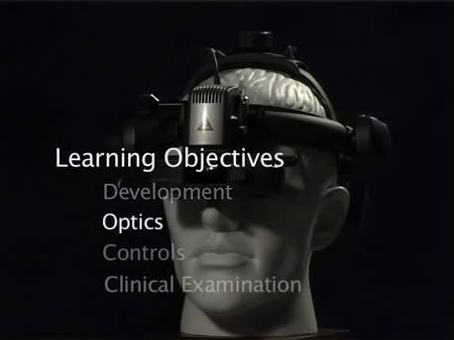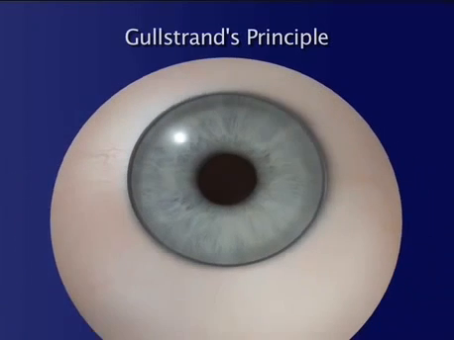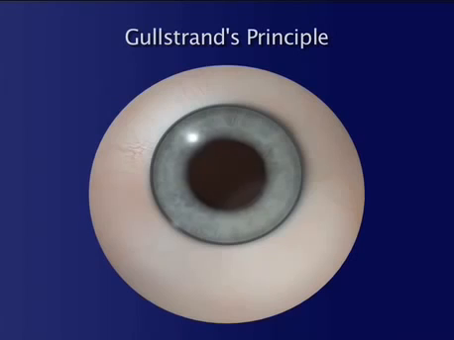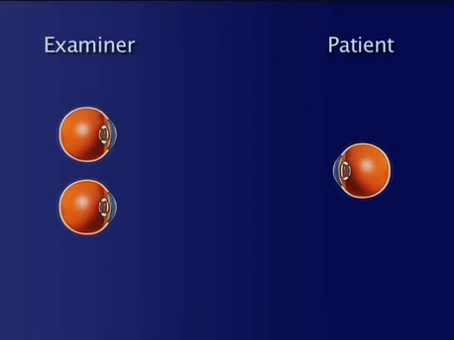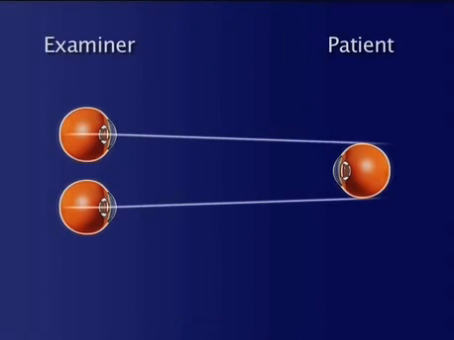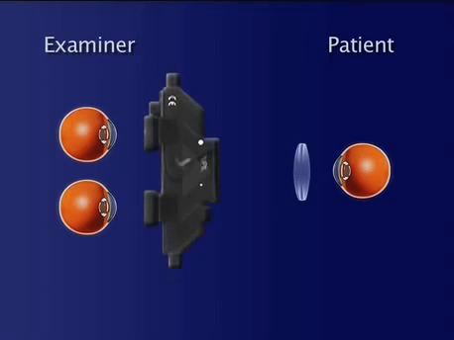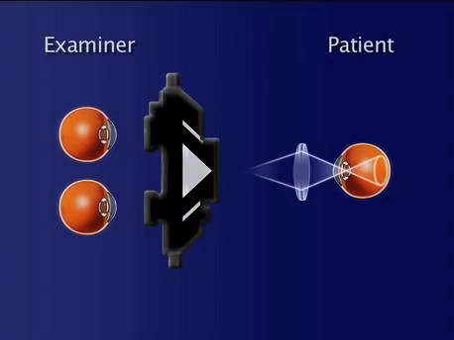The optics of the indirect adhere to Gullstrand's principle, which involves 3 separate beams that all pass through the patient's pupil. These consist of 1 illumination beam and 2 separate viewing beams, 1 for each of the examiner's eyes. Because the examiner's eyes are further apart than the 2 viewing beams that exit the patient's pupil, the instrument incorporates a simple system of mirrors that widens their separation to match that of the examiner's pupils.